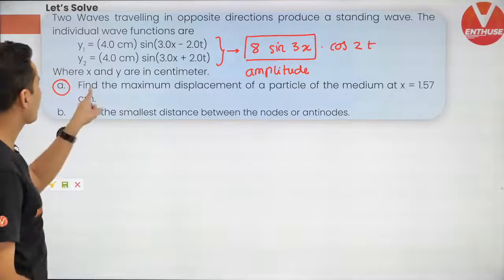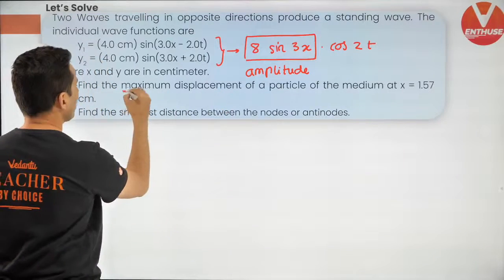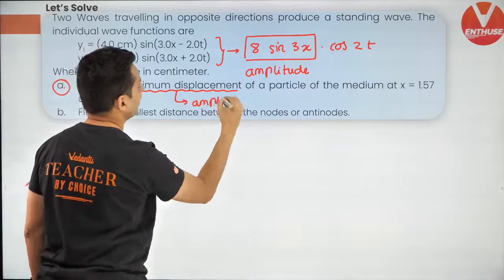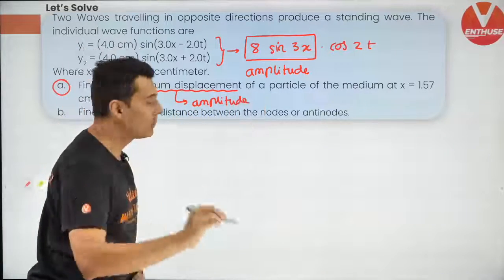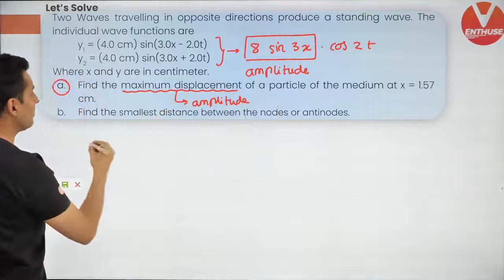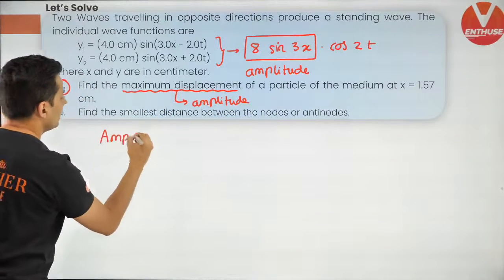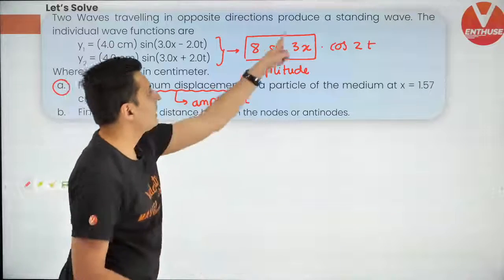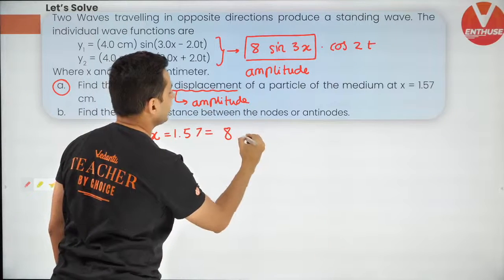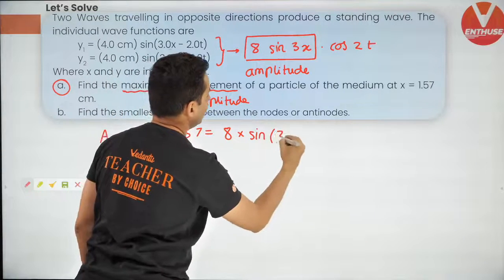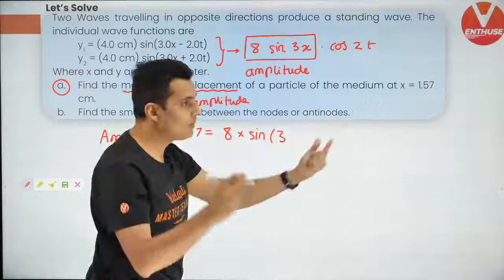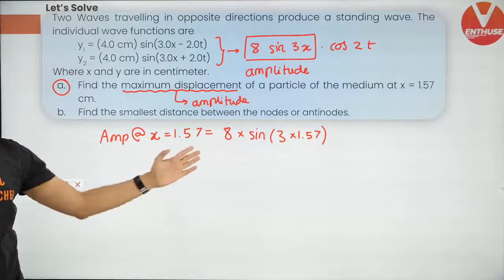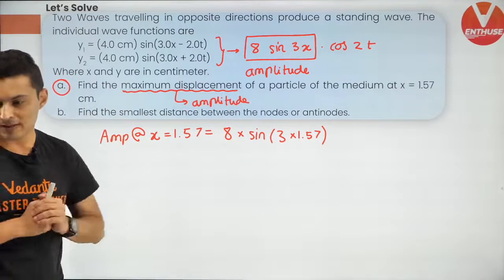Now what have they asked? What is the maximum displacement? What is the meaning of the word maximum displacement? Nothing but amplitude. What they are asking is, what is the amplitude? So amplitude at x equals 1.57 will be this one over here, 8 multiplied by sine of 3x. But instead of x, what will you put? 1.57. I hope this is clear. That is what they are asking. Yes, I hope this is clear.